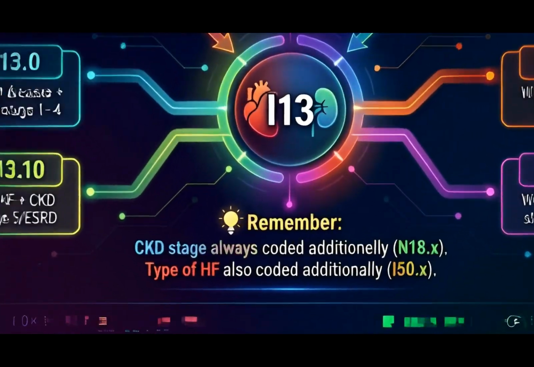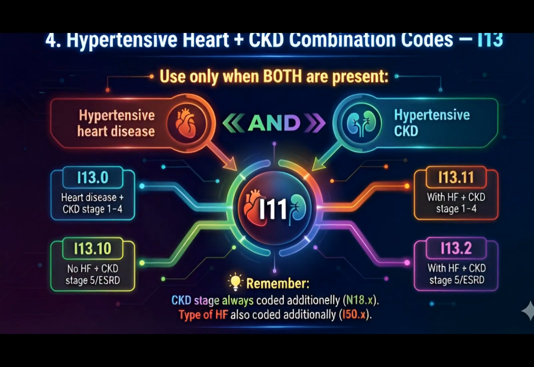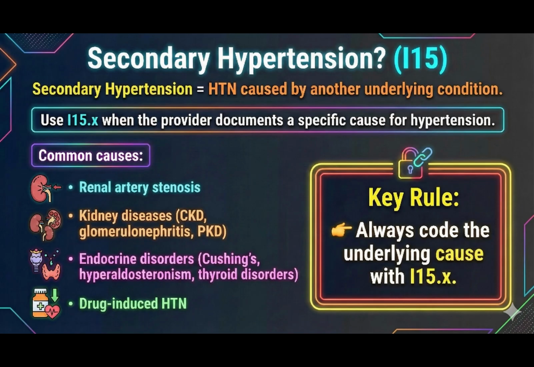Two important reminders. The CKD stage must always be coded separately from the N18 category. If heart failure is present, the type of heart failure must also be coded separately using I50 codes. So I13 codes give you a complete picture, combining hypertension, heart involvement, and kidney staging, all in one structured way.